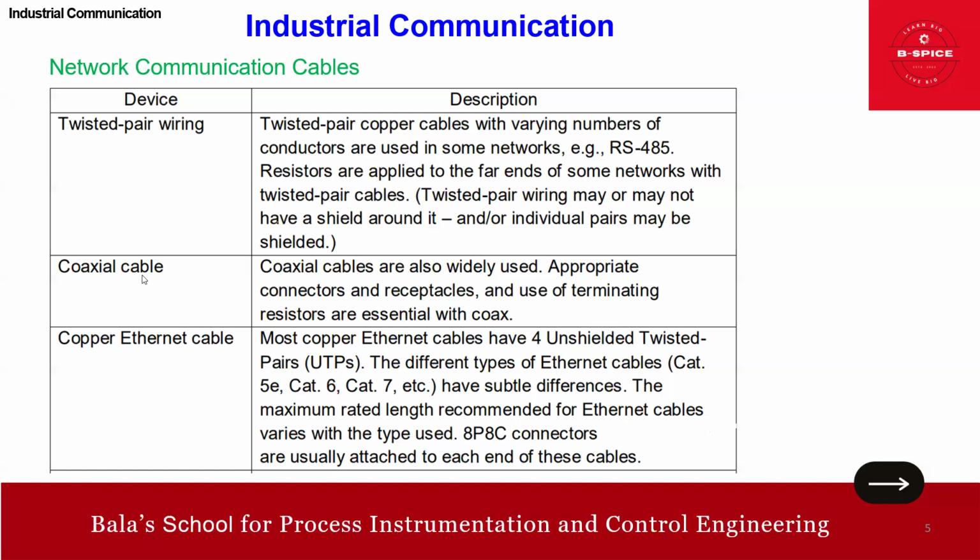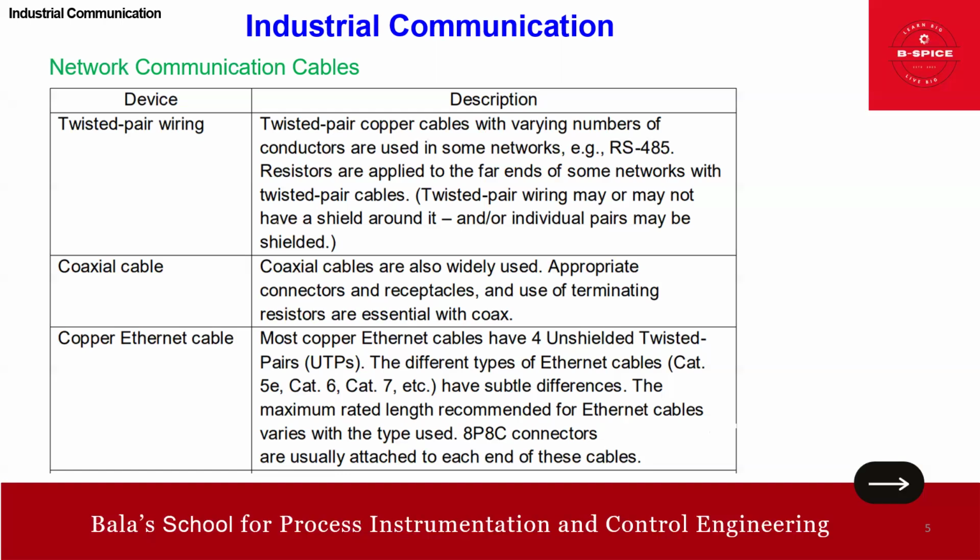Then the coaxial cable. This is widely used. Appropriate connectors and receptacles and use of terminating resistors are essential with coaxial cable. And we have a copper Ethernet cable. Copper Ethernet cable has four unshielded twisted pairs, right? You know the different types of Ethernet cable better: Cat5, Cat6, Cat7, all these have differences. The maximum rated length recommended for Ethernet cable depends on the type used. Here also, 8-pin, 8-position connectors are usually attached to the ends of these cables.